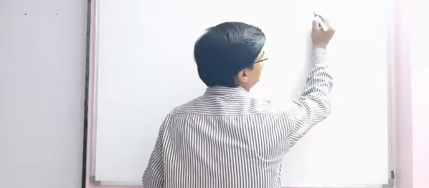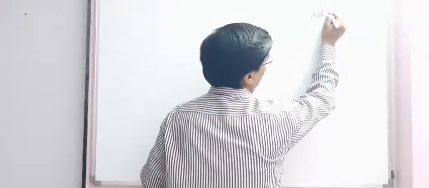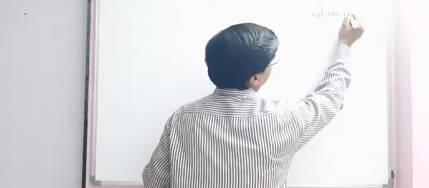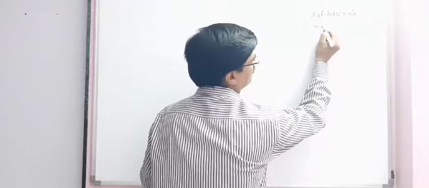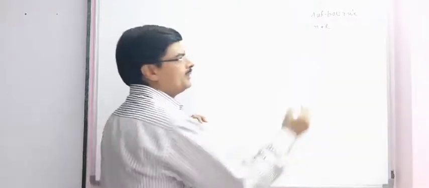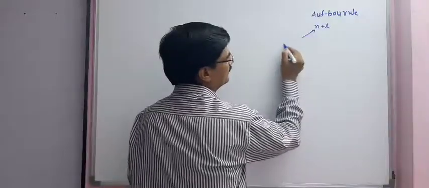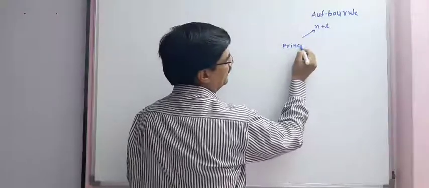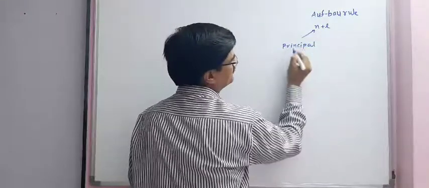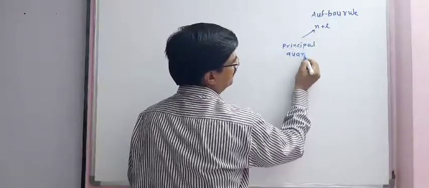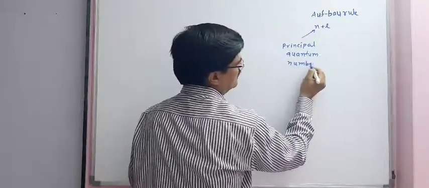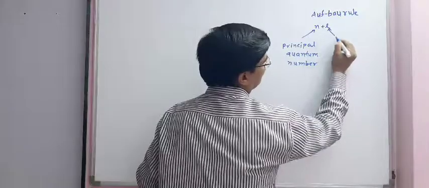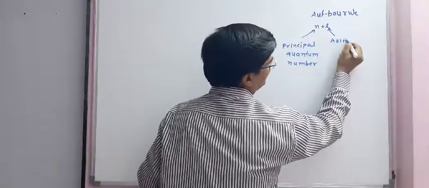To write electronic configuration, we need the Aufbau rule and the n plus l rule. In the n plus l rule, n is the principal quantum number and l is the azimuthal quantum number.